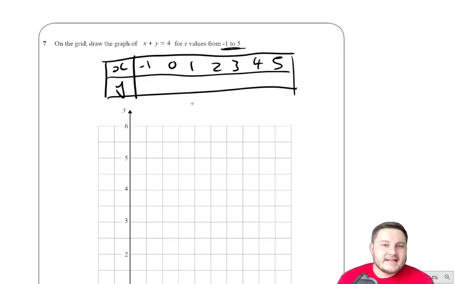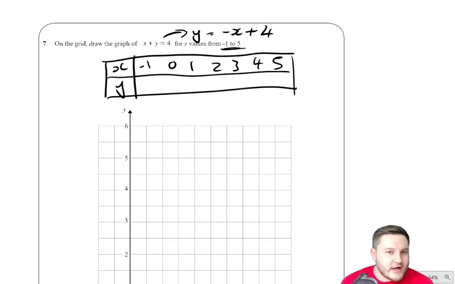Now, it says x plus y is equal to 4. And there are a couple of ways you could do this. You could rearrange this equation into the form y equals mx plus c, and that definitely helps a lot of students. If you do it that way, you get y equals -x plus 4. But you could actually also just look at that equation and do it. It doesn't matter what you do here.